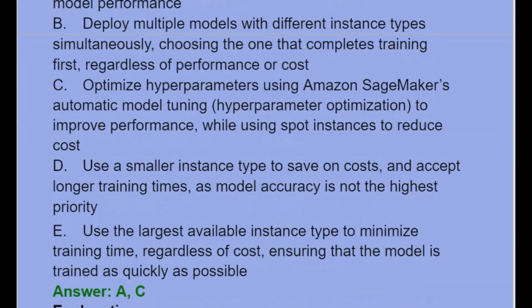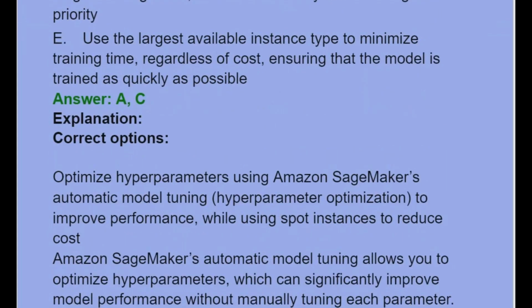Option D, use a smaller instance type to save on costs and accept longer training times as model accuracy is not the highest priority. Option E, use the largest available instance type to minimize training time regardless of cost, ensuring that the model is trained as quickly as possible. Correct answer is option C.